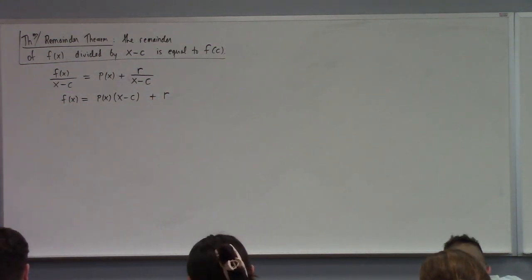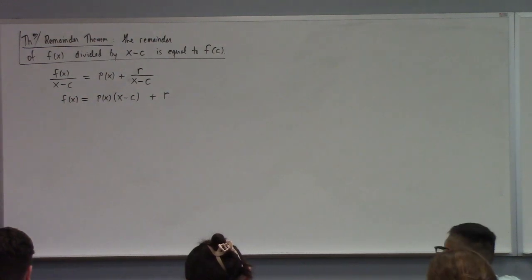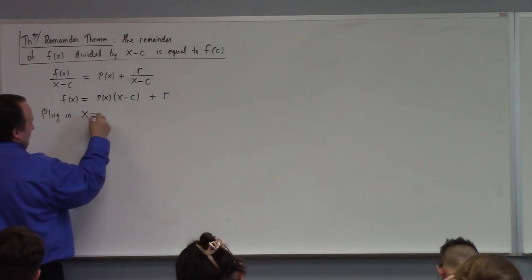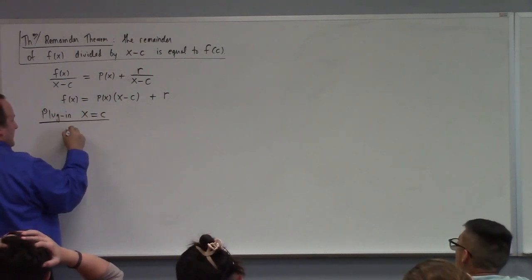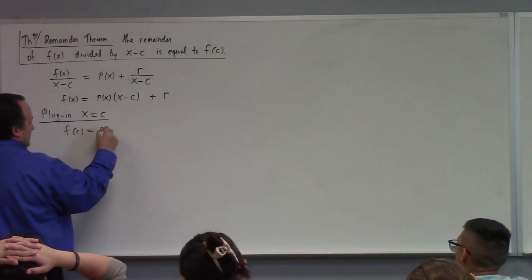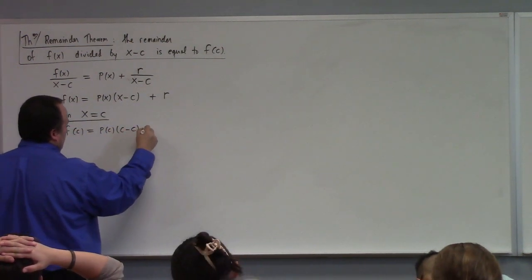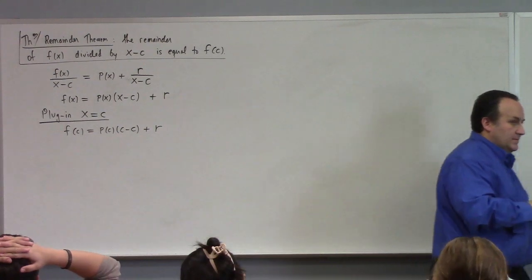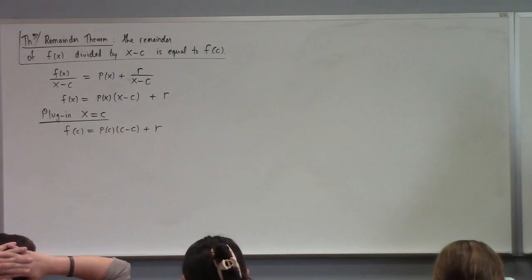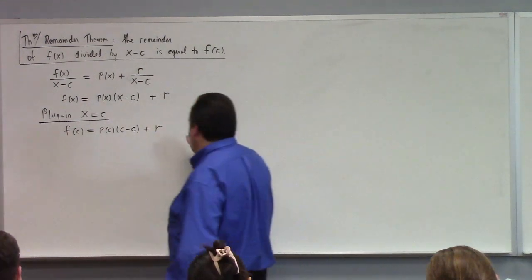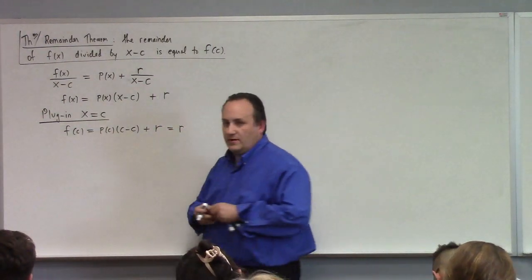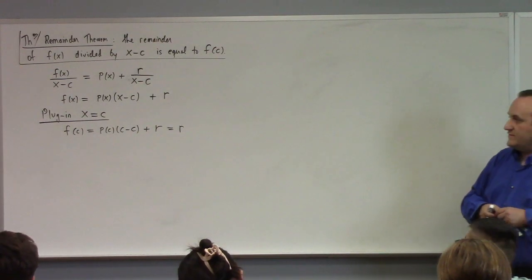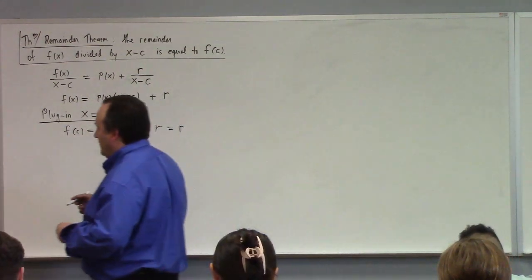Now what happens if we evaluate this formula, plug in x equals c? We get f of c is equal to p of c times c minus c. What's c minus c though? This is 0, right? So this formula just becomes r. So there you have it. That's the remainder theorem. Let's look at the remainder theorem for example 1.